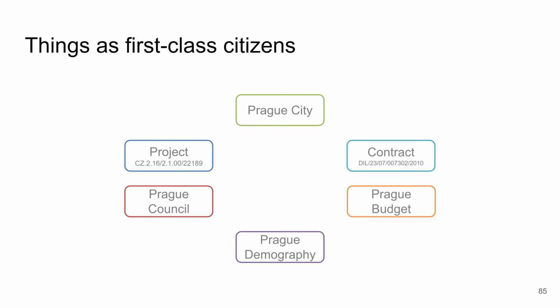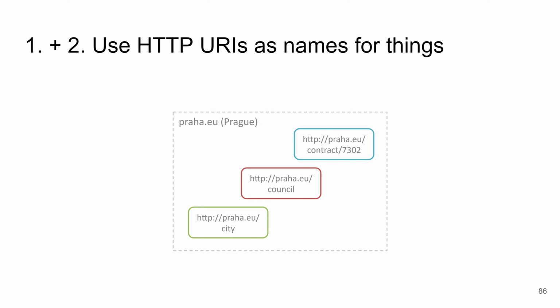So let's take a look at what a data publisher needs to do to be compliant with the first two principles. Let's say we have these 6 entities in our data, and we want to publish them as linked data on the web. So we follow the first two principles, and for each of those entities, Prague City, Prague Budget, a public contract, or an EU-funded project, we assign a URI, and we assign an HTTP URI because we want the data to be accessible via HTTP. So we assign these URIs, and we have followed the first two principles successfully.